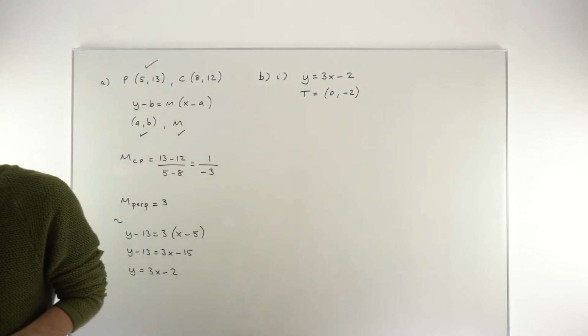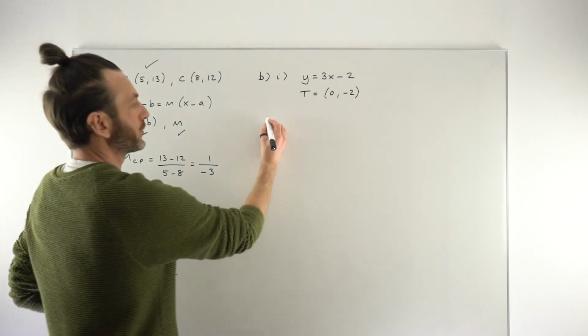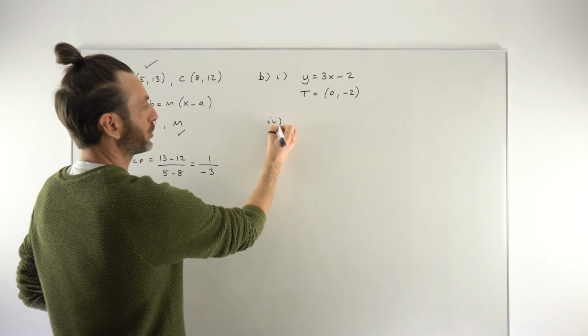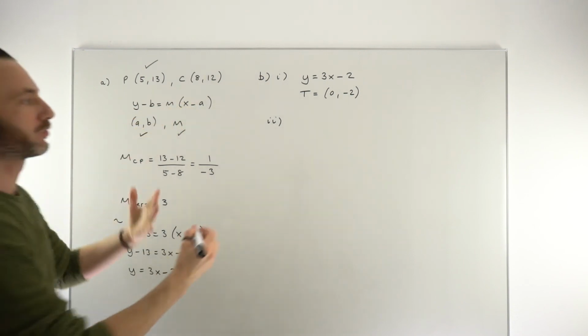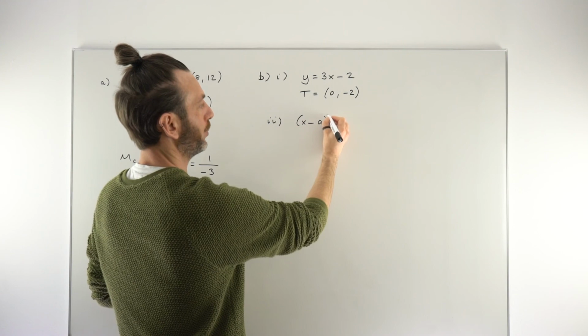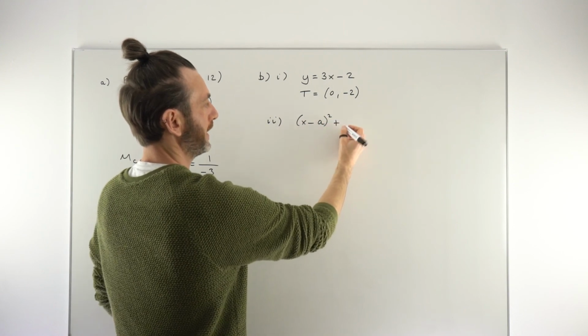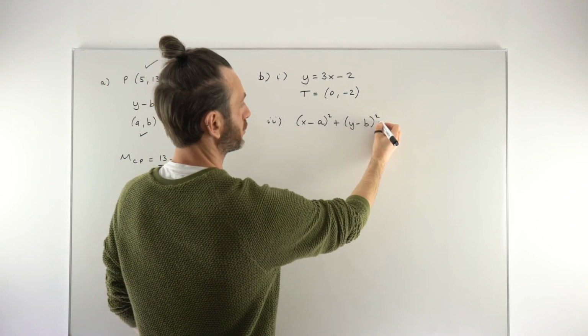Okay, in the third part of the question, find the equation of a circle passing through C, P, and T. If you're ever trying to find the equation of a circle, a little bit like if you're trying to find the equation of a line, use a formula. If you're trying to find the equation of a circle, we're going to be plugging into the basic circle equation, which is (x minus a) squared plus (y minus b) squared equals r squared.